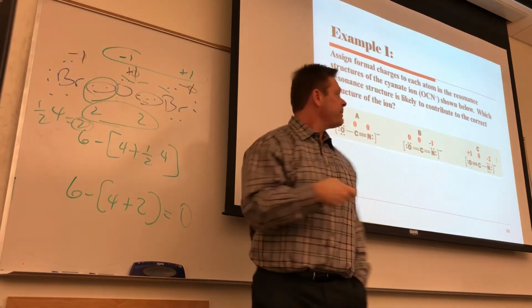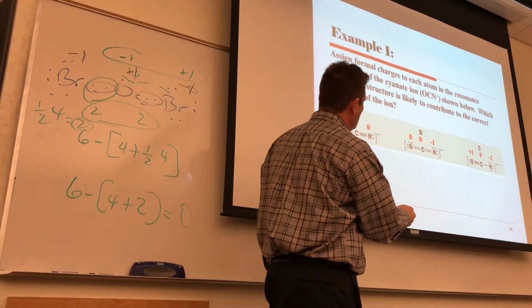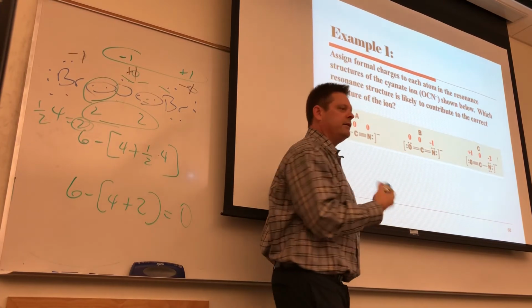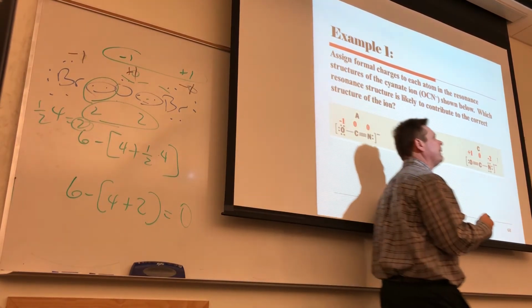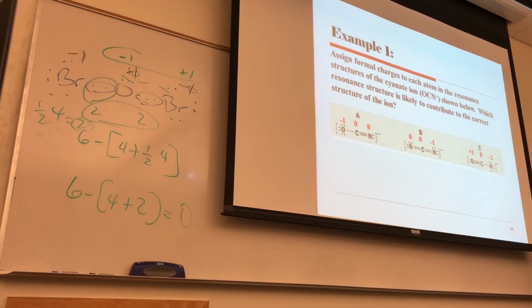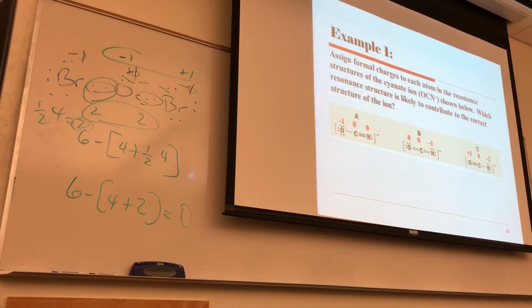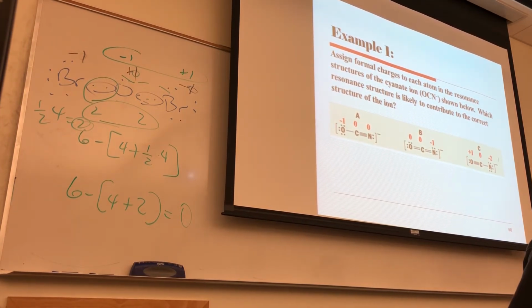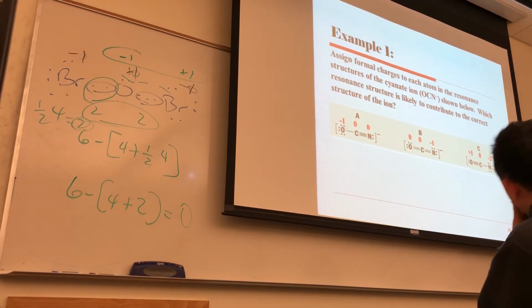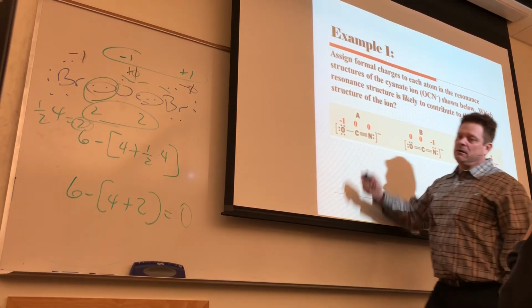B. And we say B because we want the negative on what? The most electronegative. So is O or N more electronegative? The O is more electronegative. Remember I mentioned earlier, you don't actually have to have the numbers, you need to know the pattern, the trend. So which structure is the best structure here? A. That's it.